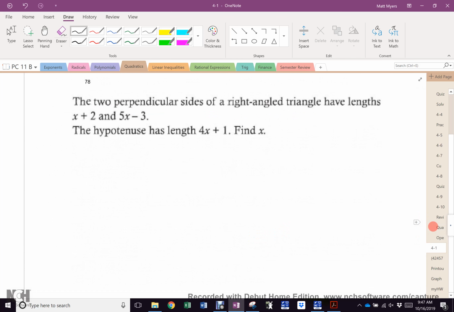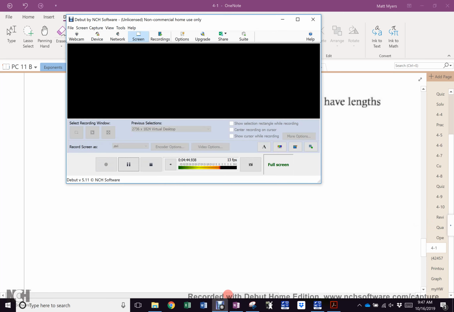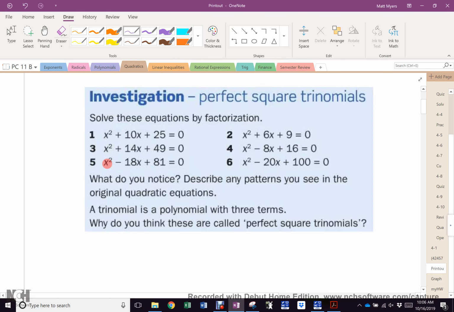Try this by yourself, meaning without me. You can work together. Go. Business time. You can solve all these in your head, yes? Because you need factors of 25 that add to 10. What are they? 5 and 5. So that is x plus 5 squared.